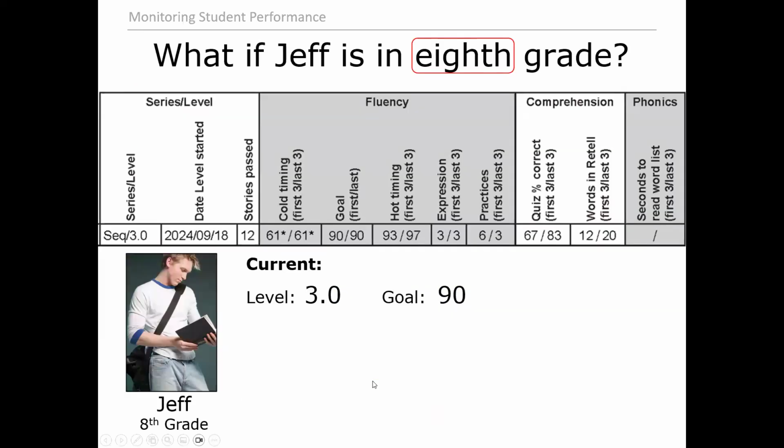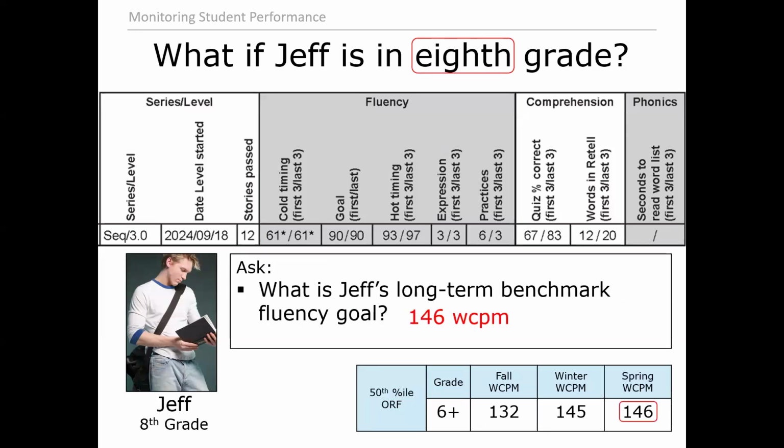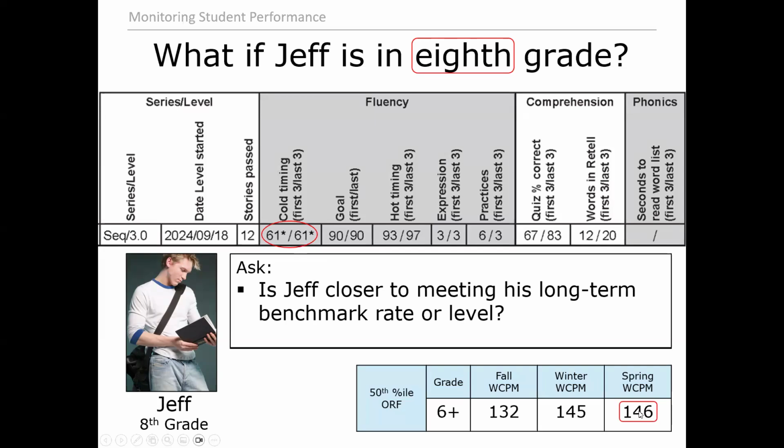Now, what if Jeff was an 8th grader? All the data is the same, so he still needs a change. He still passed 12 stories. Now the number we want him at the end of the year is 146. So he has to go up even higher.